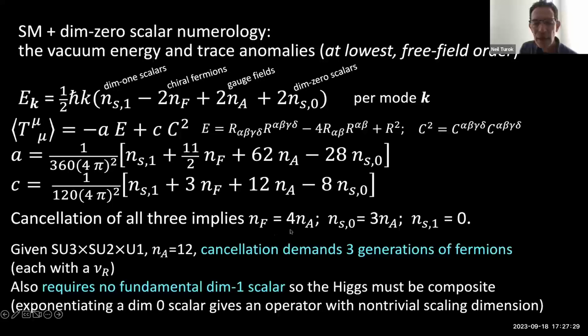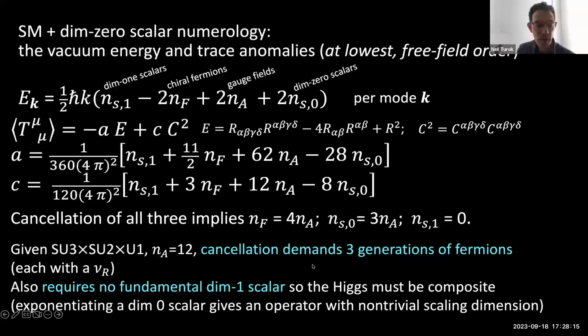Now, this prediction or this consequence is very dramatic, because if we have 12 gauge bosons corresponding to the gauge group of the standard model, this predicts 48 fermions. And 48 fermions is precisely three generations of the known fermions, each generation including a right-handed neutrino. So as far as I know, this is easily the simplest explanation anybody has ever provided for why there are three generations of fermions. And it comes about as a direct consequence of coupling gravity to the standard model and demanding that the Weyl symmetry is respected and the vacuum energy is zero. So it's quite an amazing coincidence.